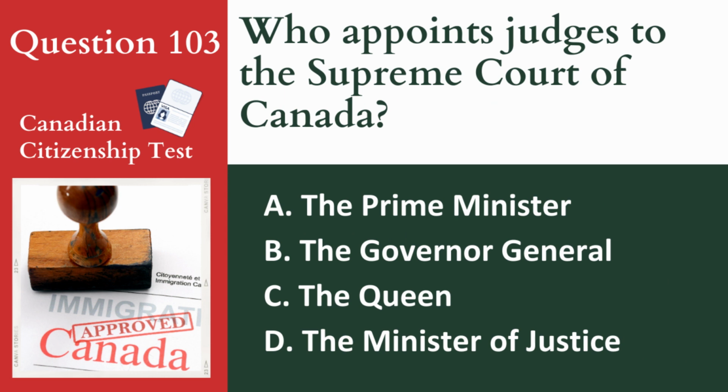Question 103. Who appoints judges to the Supreme Court of Canada? A. The Prime Minister. B. The Governor-General. C. The Queen. D. The Minister of Justice. Answer. A. The Prime Minister. The Prime Minister of Canada appoints the justices of the Supreme Court.